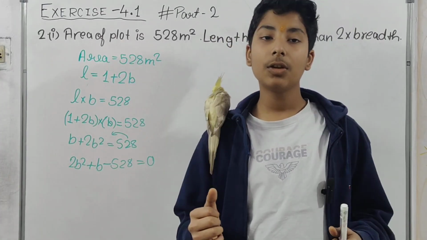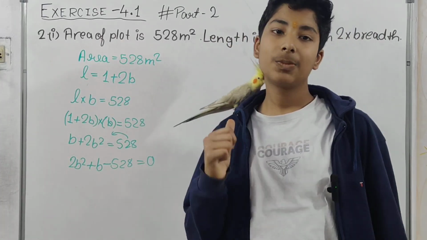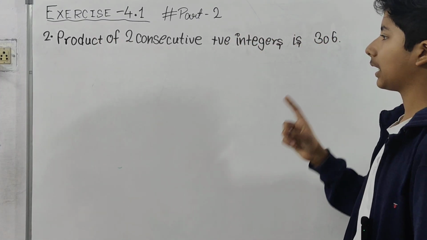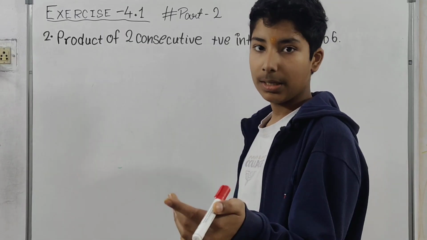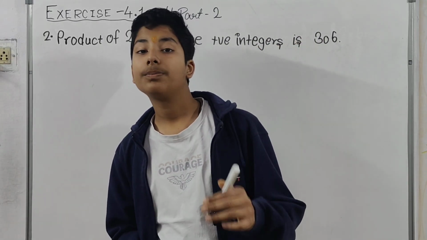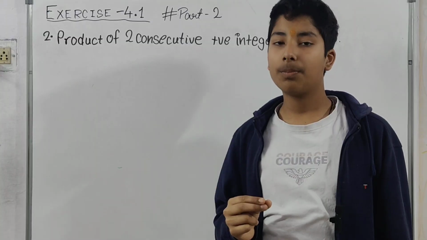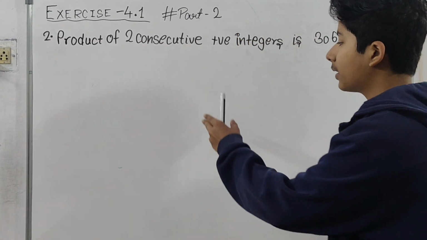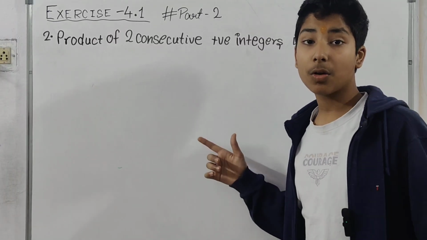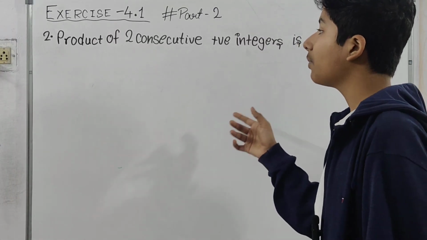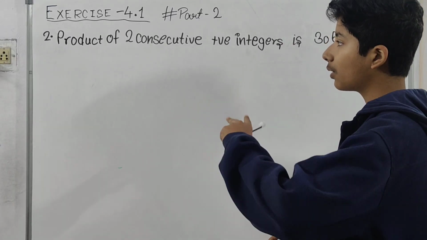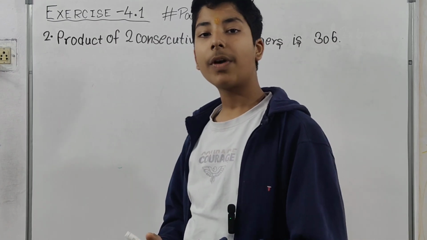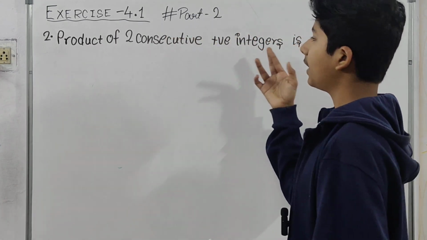Now we will start with our next part. Here it is given that the product of two consecutive positive integers is 306. Basically it wants to say that the product of two natural numbers is given to us. That they are consecutive means, for example, 1 and 2 are consecutive. They have a difference of 1. Similarly, the product of those numbers which are consecutive and are natural numbers is 306. So we have to write an equation to find the positive integers.